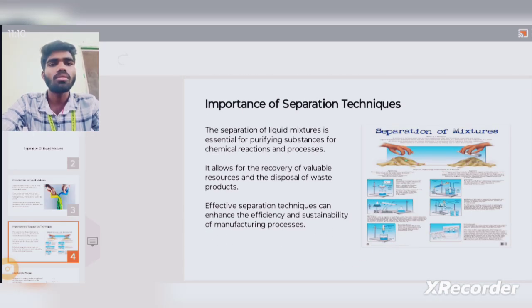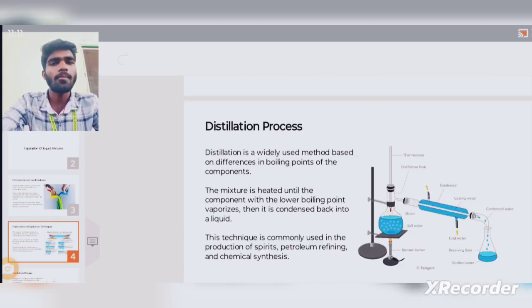Importance of separation techniques. The separation of liquid mixtures is essential for purifying substances for chemical reactions and processes. It allows for the recovery of valuable resources and the disposal of waste products. Effective separation techniques can enhance the efficiency and sustainability of manufacturing processes. We can see in the figure separation of mixtures by different processes, for example hand picking, distillation, etc.